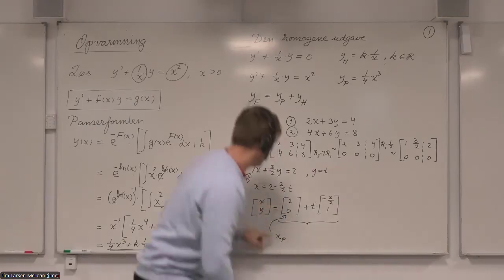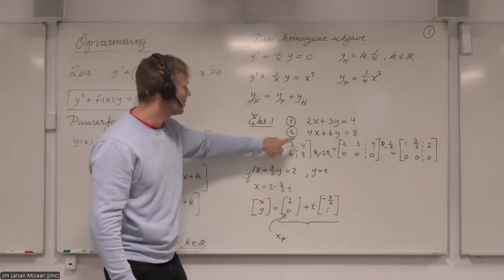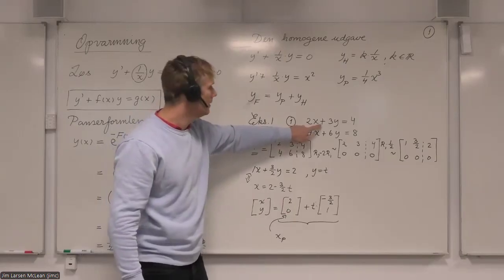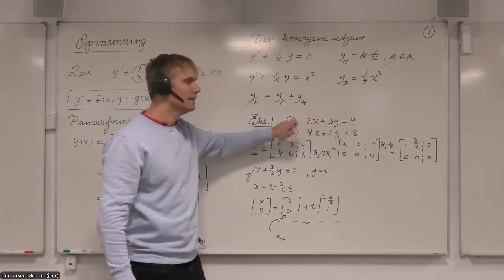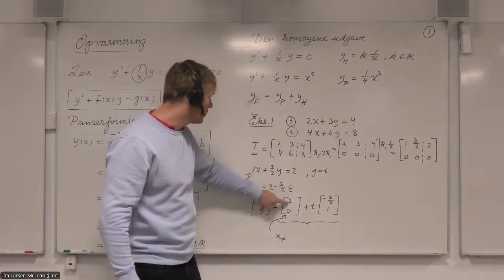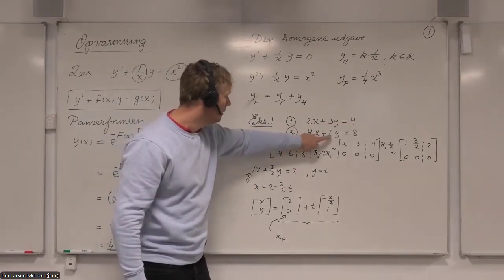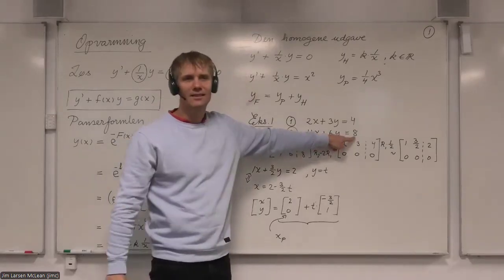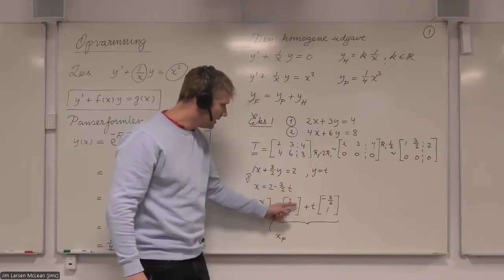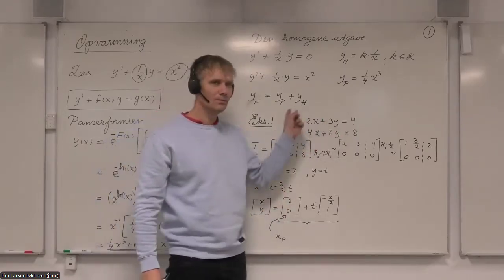Look here, if I set x to 2 and y to 0, what do I get? 2 times 2 is 4, plus 3 times 0. Is it true that this equals 4? Then it satisfies that part. Then it says here 4 times 2 is 8, plus 6 times 0, that is 8. Is it correct that it's equal to 8? So we can see that this is a specific solution to the equation system.